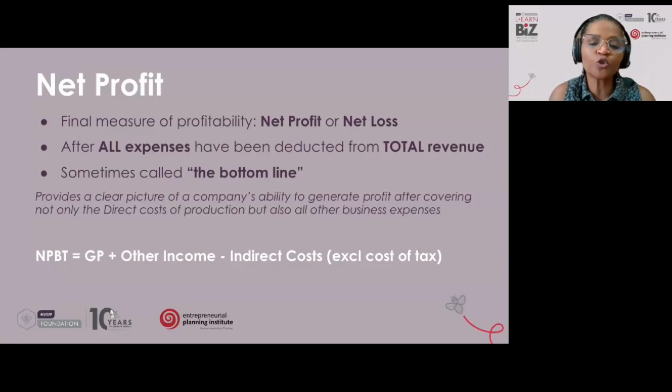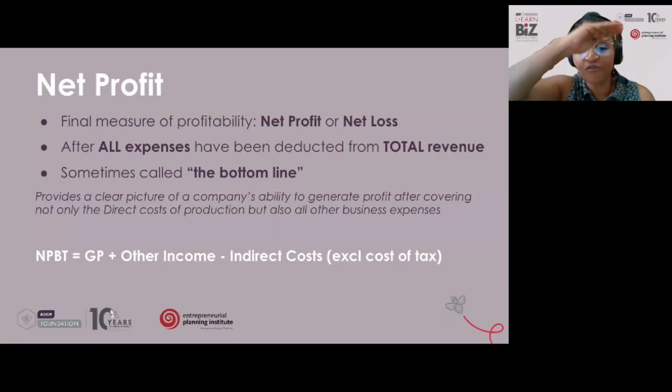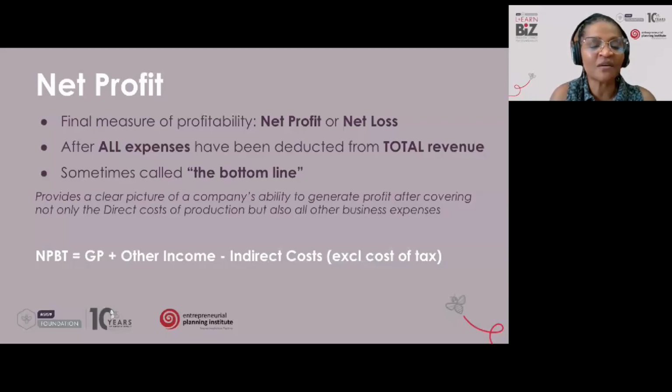So the other tool to ascertain profitability is your net profit, which becomes the bottom line. You saw my hands were moving up and down. In the olden days, there used to be a drawing of, at the top is your income, the cost of sales, your gross profit, your operating expenses, and then the net profit at the bottom. That is why the net profit is sometimes called the bottom line. The net profit is an overall picture of whether the business is profitable or not.